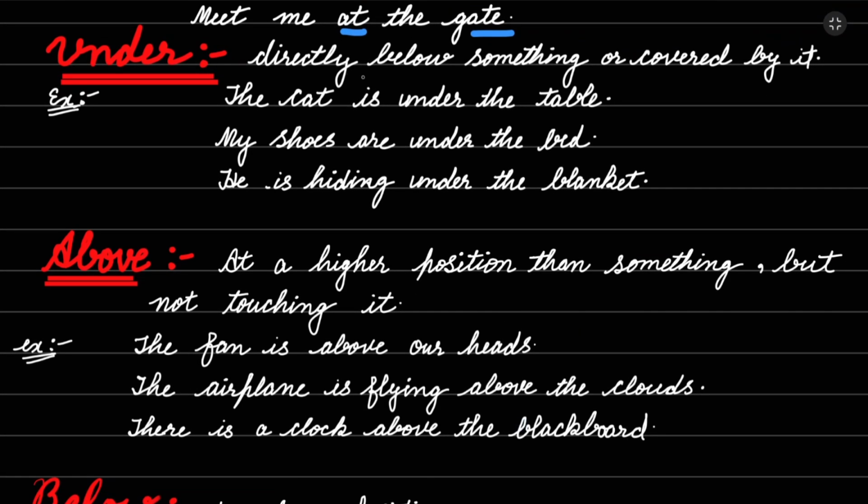Under. Directly below something or covered by it. When something is below something or covered. For example, the cat is under the table. My shoes are under the bed. He is hiding under the blanket.